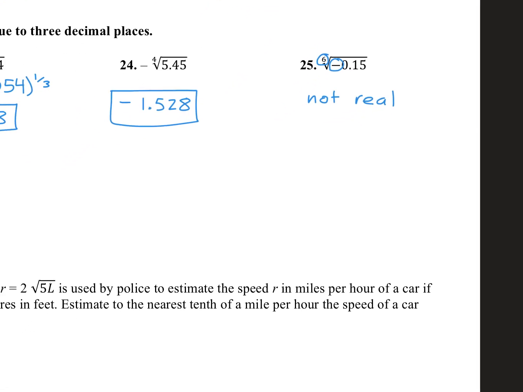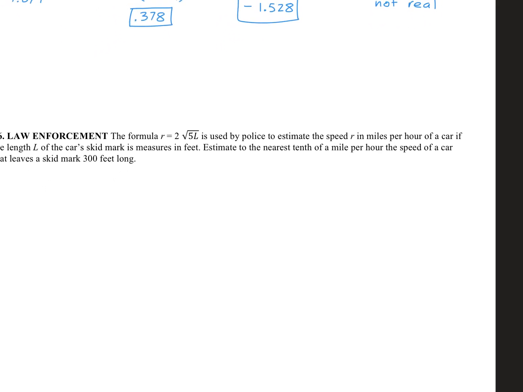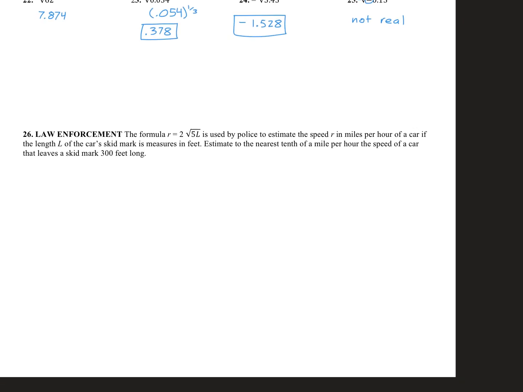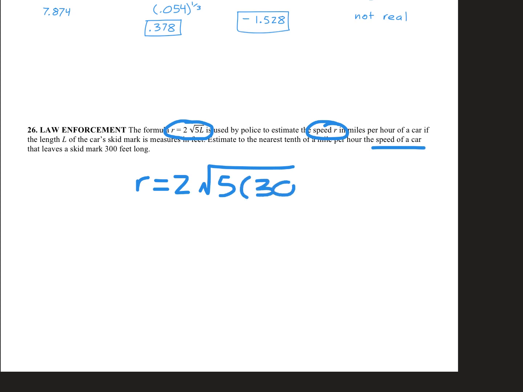All right, and then finally, we have a real life application. The police use the length of a skid mark to estimate how fast the car was going that created the skid mark. So this equation has 2 variables, which means they should give us 1. And they're asking us to find the speed of the car, which is r. So that means they should give us L. And if we read the problem, they tell us the skid mark was 300 feet long.